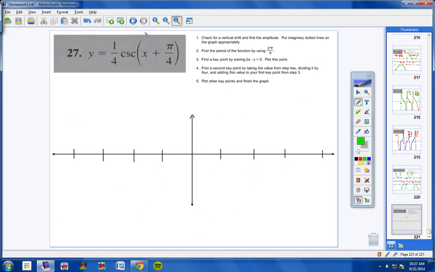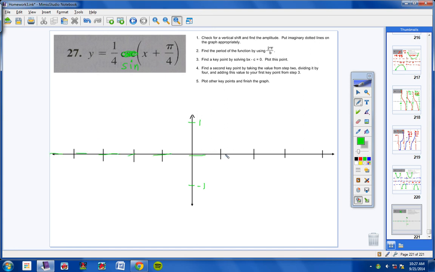Here we go. Number 27. Okay, now first of all, we realize we're going to make this sine because it's cosecant. So there's the reciprocal function. And then next, let's put a 1 here, a -1 here. Notice that there's no vertical shift. There's nothing being added or subtracted to the entire function. So we have a middle dotted line right here.